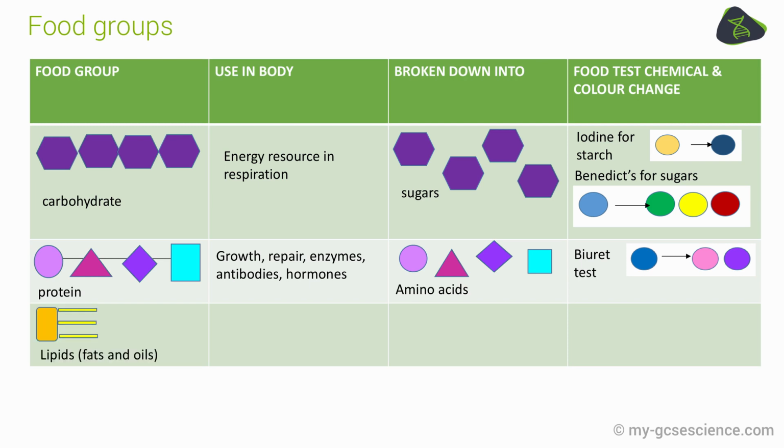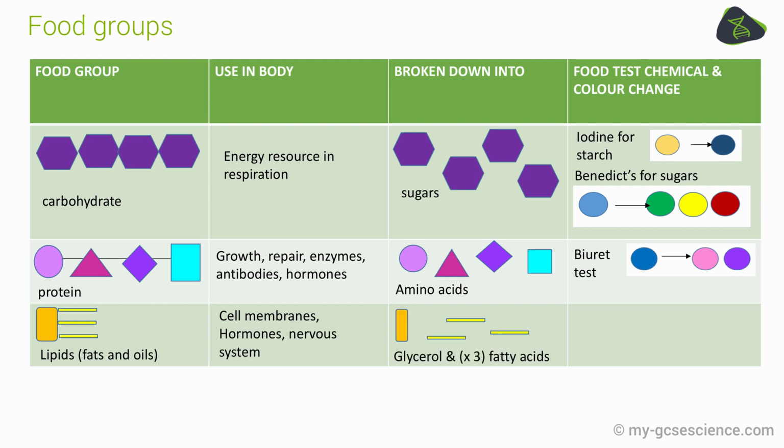Again, we've got a blue chemical here, and in the presence of protein, we'll go kind of a pink or purple colour. The last food group I wanted to talk about are the fats and oils group, which are known more scientifically as lipids. And we need these fats and oils in our body because our cell membranes are made out of lipids. So are some of our hormones. Our nervous system relies on lipids too.